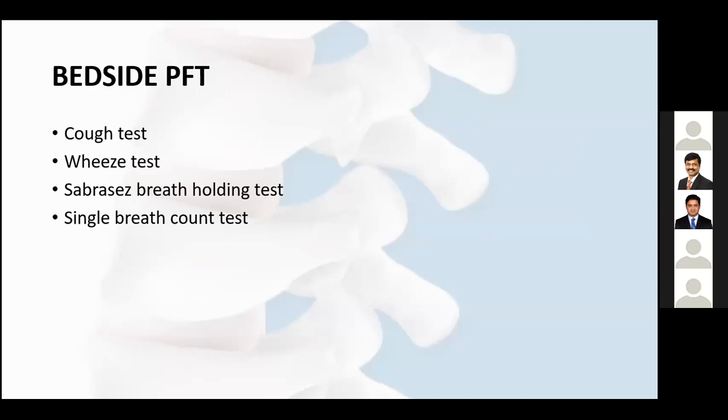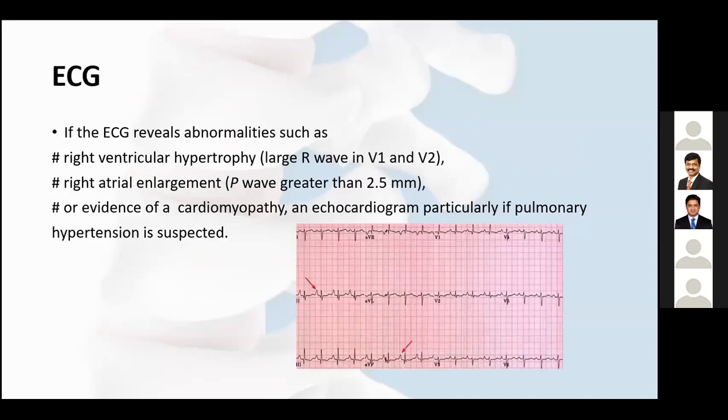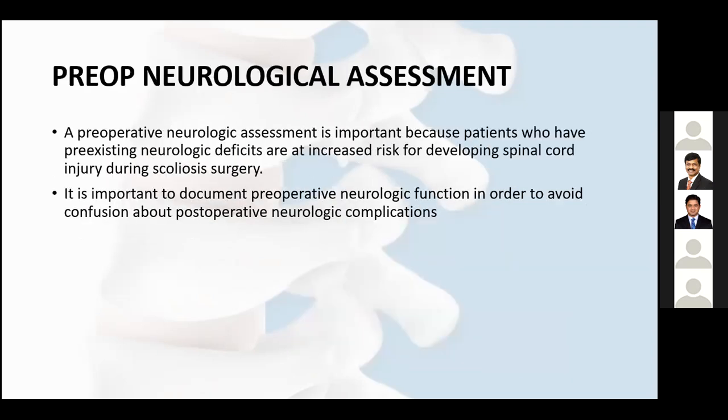Any other investigations you want to do, or any abnormality you can get from other investigations? In ECG, usually if the patient has developed right ventricular hypertrophy or right atrial enlargement, it can be seen. And if the patient has ECG changes, we can go for echocardiogram, particularly if the patient has pulmonary hypertension, to know the pulmonary arterial hypertension pressures.